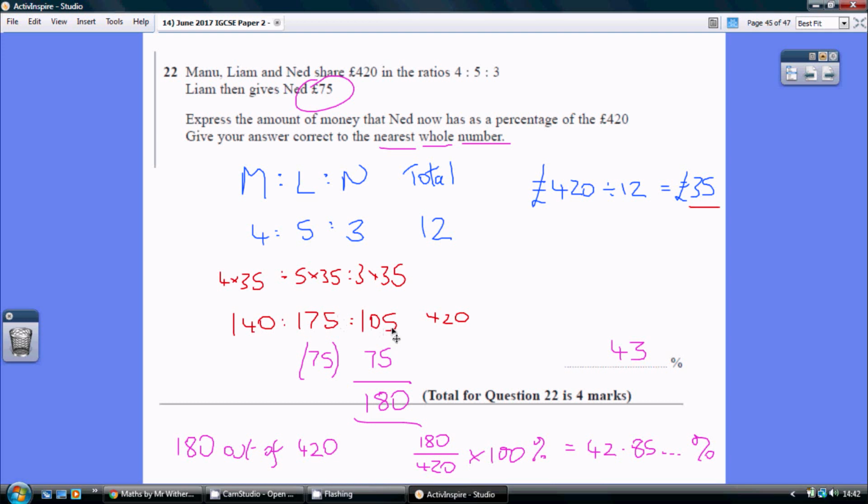Now we're then told that Liam gives Ned £75. So £75 moves from Liam to Ned, meaning that Ned ends up with 105 add 75, which is £180. Now that's £180 out of £420. As a percentage, that's 180 divided by 420 times 100, which is 42.85... So to the nearest whole number, that is 43%.